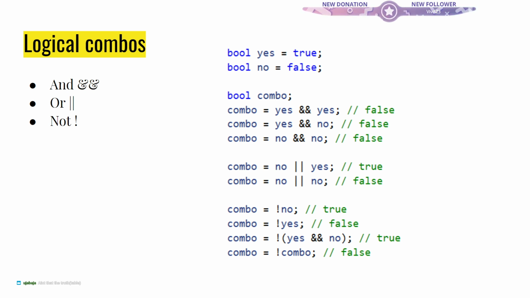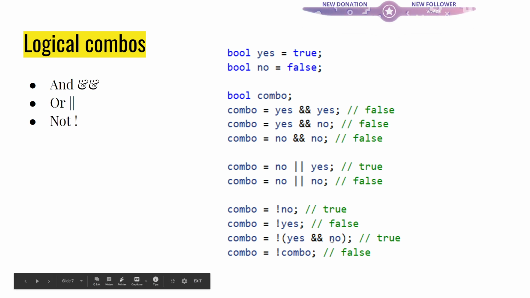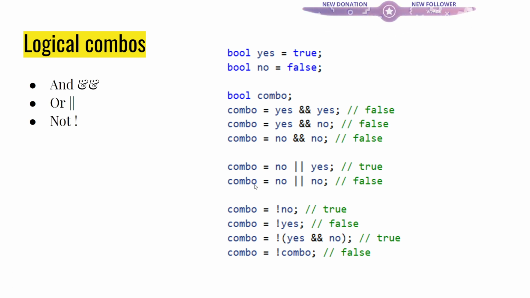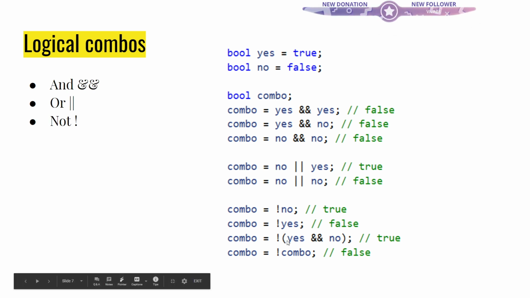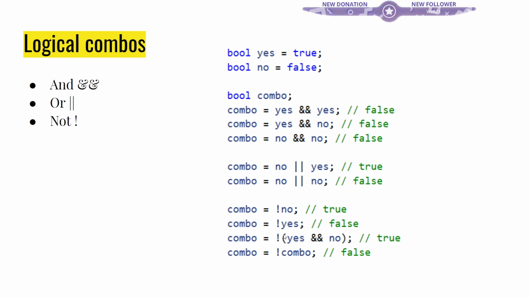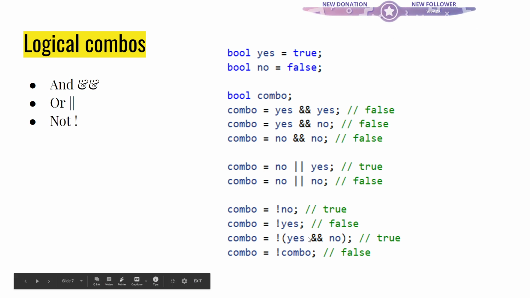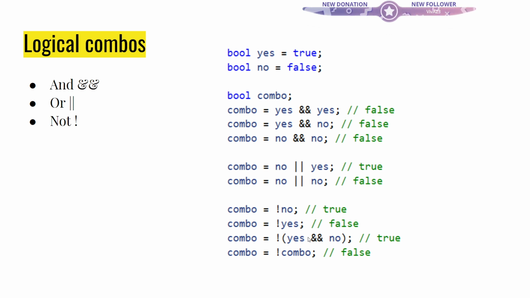And yes, it's a truth table, pretty much. So no and no is false, no or yes is true, no or no is false, not no is true, not yes is false. And if we want to invert a combo of conditions, we need brackets. And lastly, it's very similar to multiplication maths. The same rules go. Order doesn't really matter.